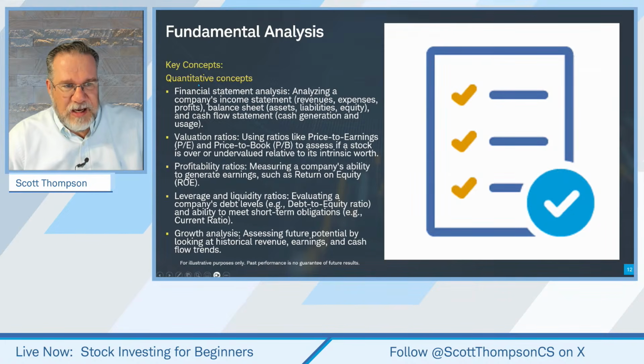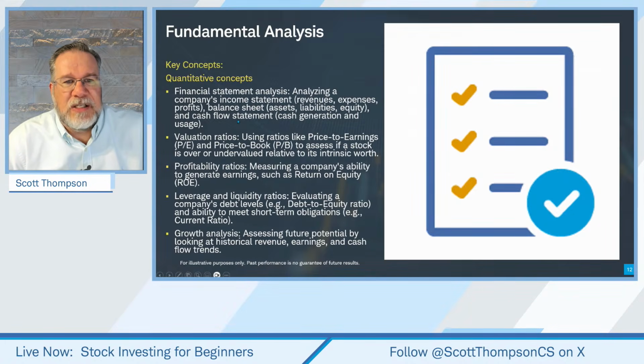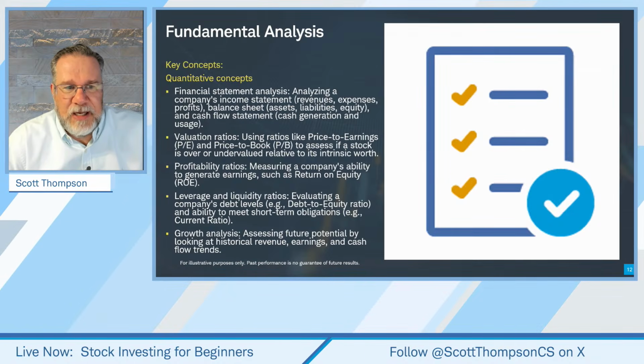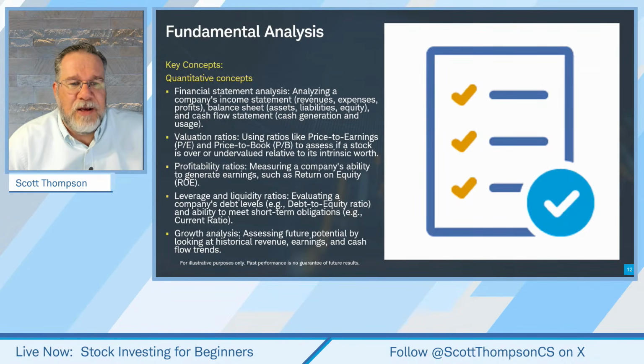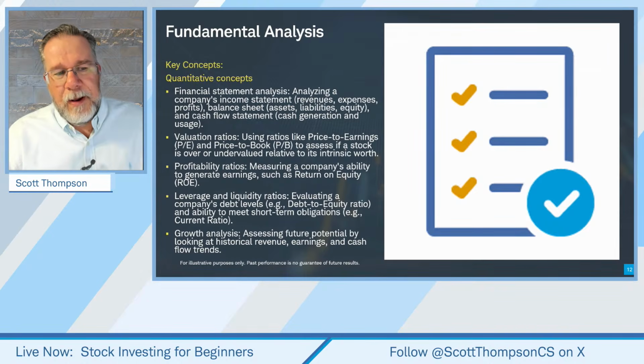But so key concepts: financial statement analysis is analyzing a company's income statement, which is revenues, expenses, the balance sheet, assets, liabilities, and equity, and the cash flow statement, which is cash generation and usage. Valuation ratios, and you've probably heard of some of these, like price to earnings, price to book, assess if a stock is overvalued or undervalued relative to its intrinsic worth.